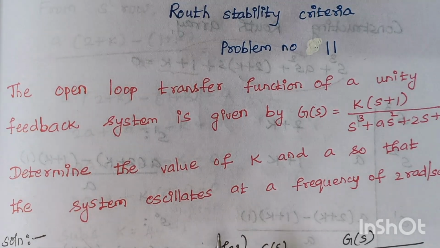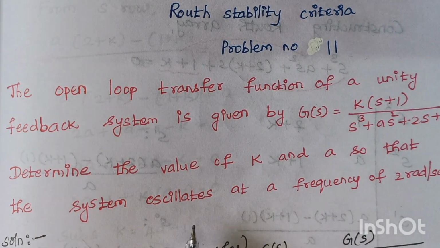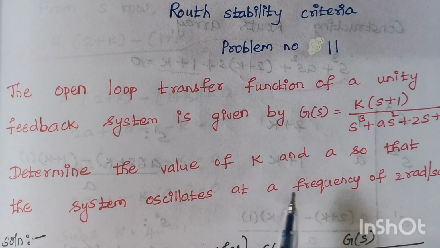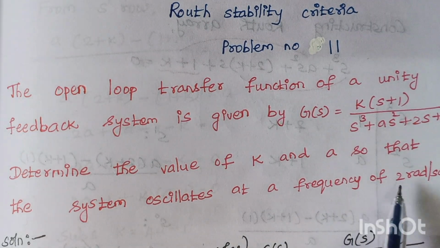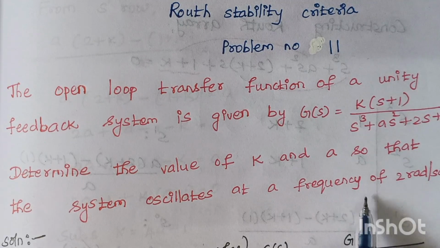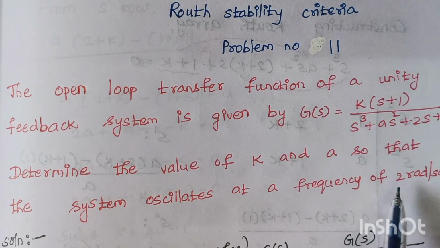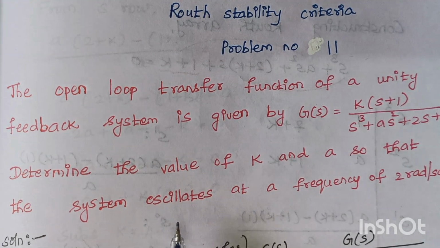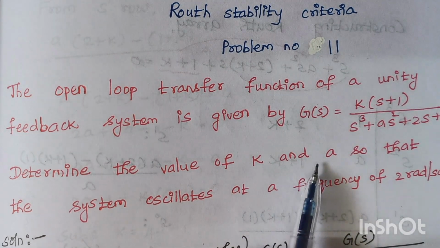When will the system oscillate? The system will oscillate whenever the roots are present on the imaginary axis. Right. And finally, they have given the frequency of 2 radians per second. For a frequency of 2 radians per second, the system will oscillate. So, during that time, what will be the value of k and a?